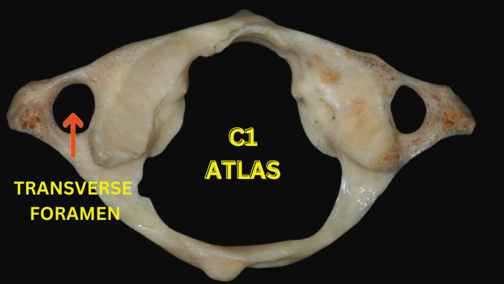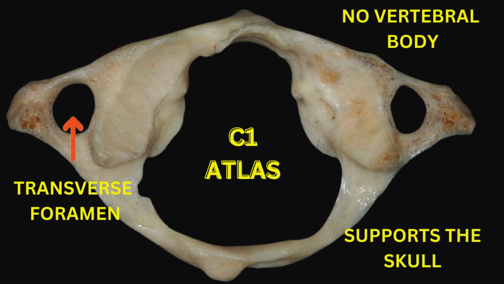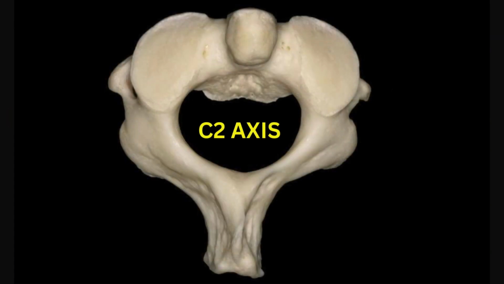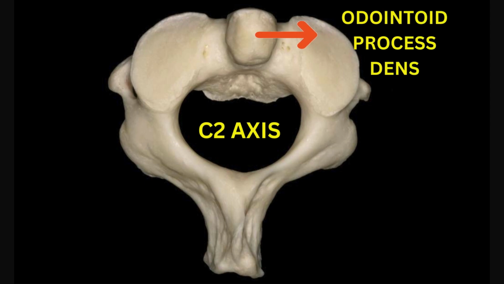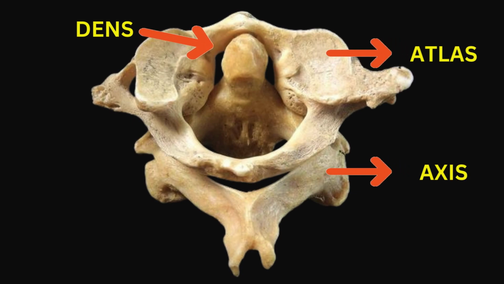Atlas, C1, is a ring-shaped vertebra, lacks a vertebral body, and supports the skull. Axis, C2, has a unique odontoid process, dens, that allows rotational movement of the head. The dens articulates with the atlas.